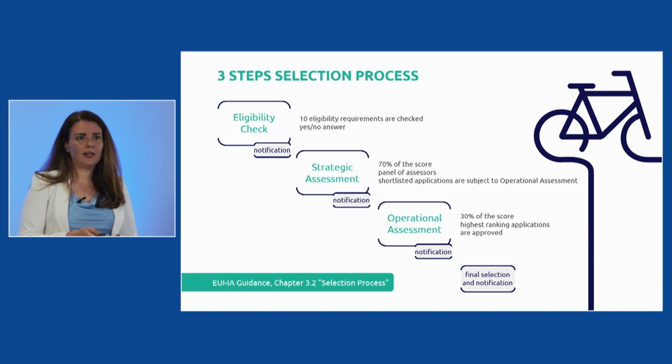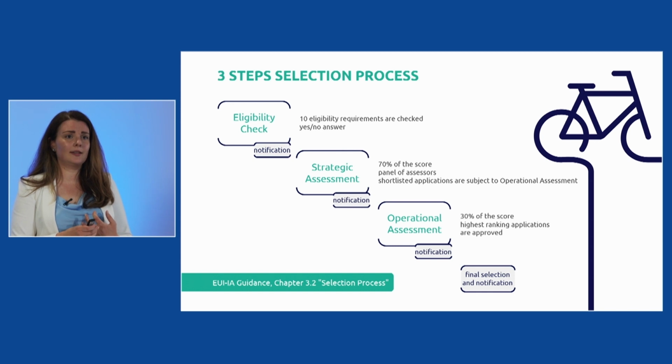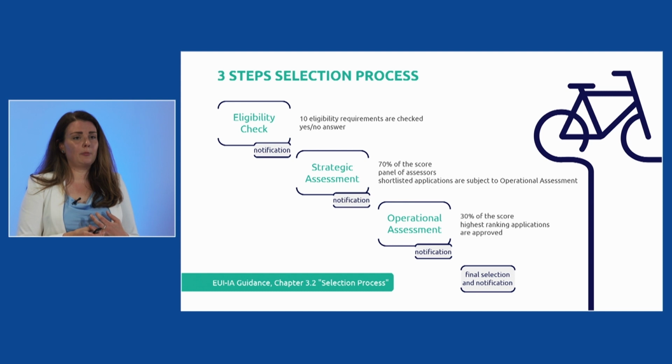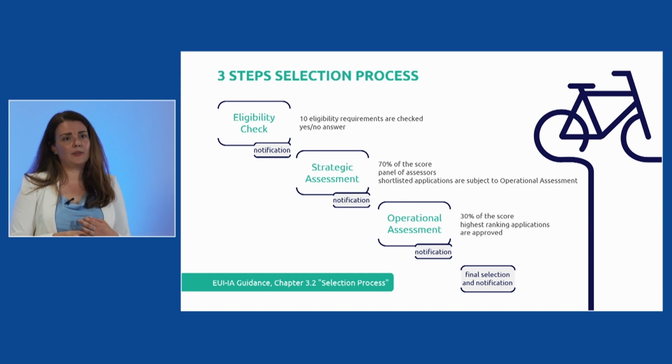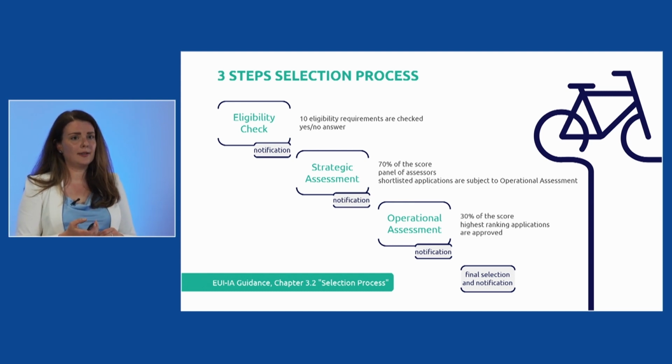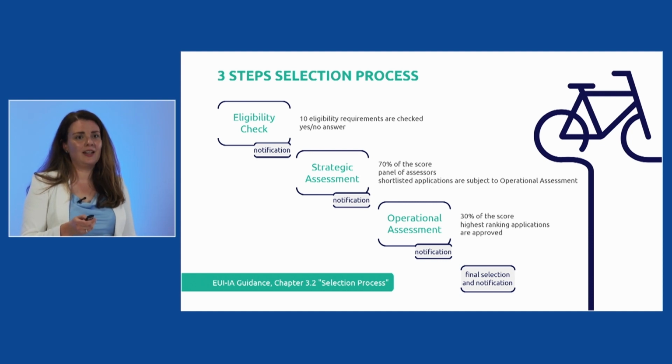Then we move to strategic assessment, which is 70% of the score, so really, really important. And this is done by a panel of external experts, of assessors. Shortlisted applications are then moved to the last step, which is operational assessment, 30% of the score, and the highest ranking applications are approved. After each step, we have a notification moment, so you will know if you were successful after each step. And finally, selection and notification, as explained, May 2024.